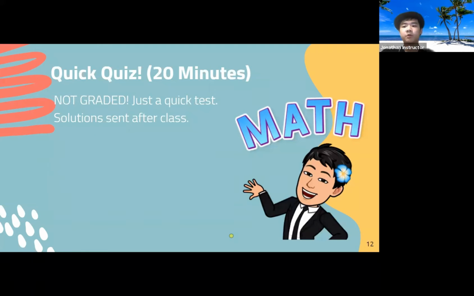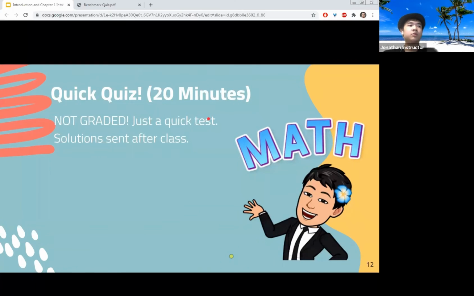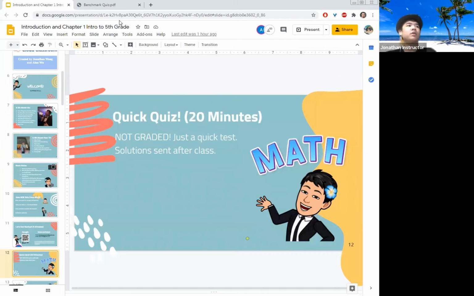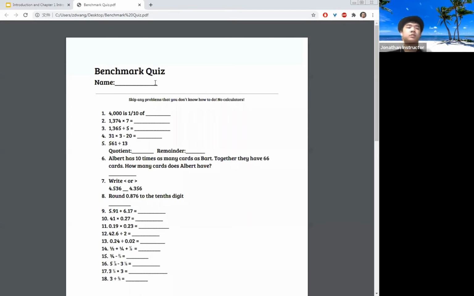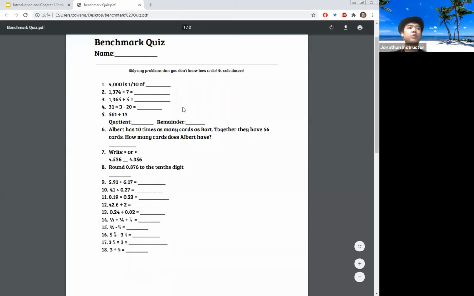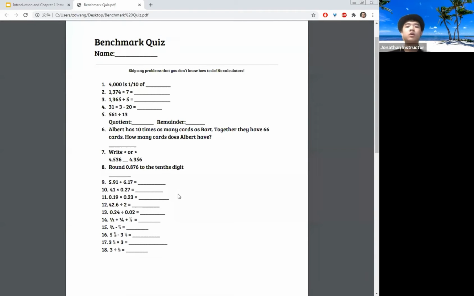So right now, I'm going to be sharing my screen, a benchmark math quiz, and I'll be giving you around 25-ish minutes to hopefully solve this. It's not that long, but it's going to contain everything that this book has to contain. So hopefully you will be able to finish this in due time. I'll give you around 10 minutes to try to solve these.